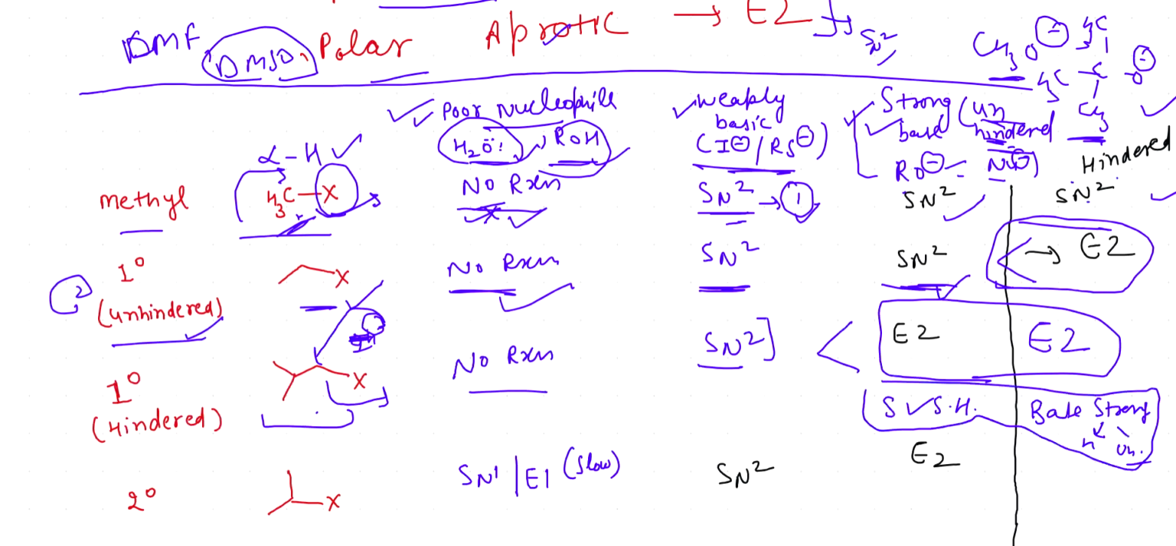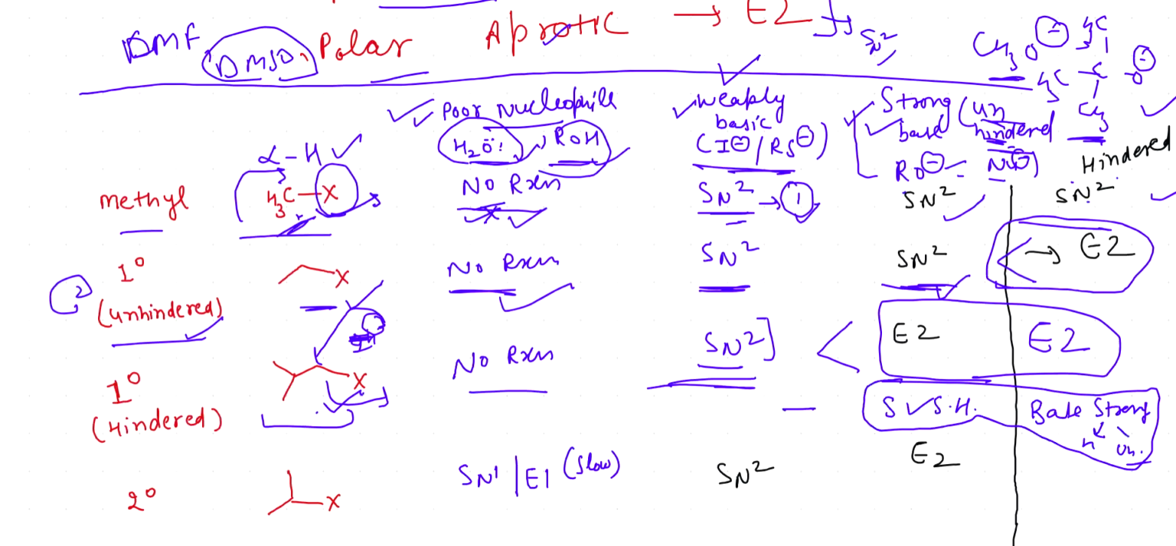But here the base we were using was weak, while the reactant was sterically hindered. So it was preferring SN2 because the base here is not strong. So there is the condition for elimination reaction also: the base should be strong.